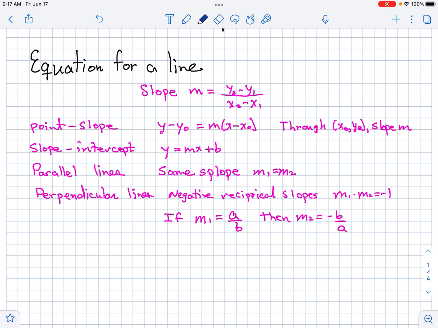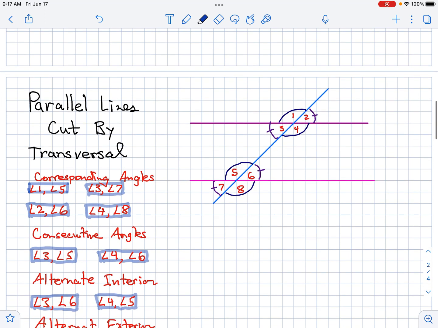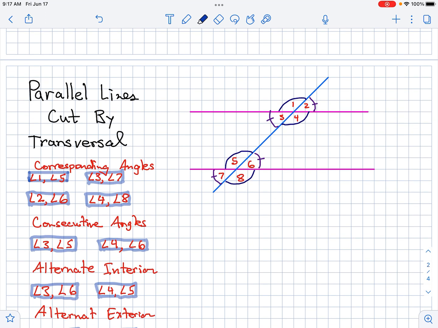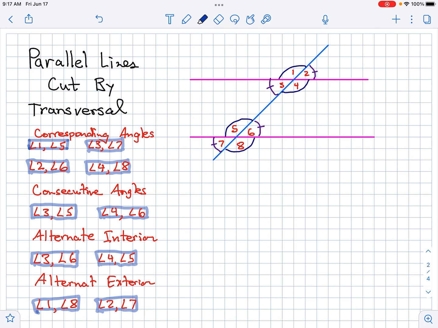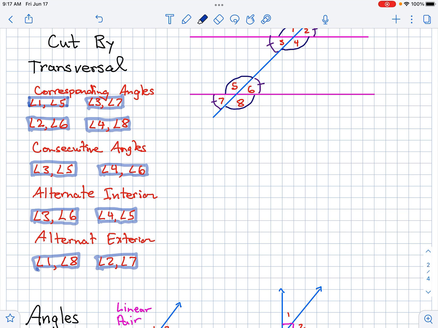Okay. Now, the next thing, this is very important. This is very helpful. When we have parallel lines cut by a transversal, like here, you have these 8 angles formed. And we classify them according to corresponding angles. And I've got them listed here. Consecutive angles, alternate interior angles, and alternate exterior angles. And I've got them listed here.